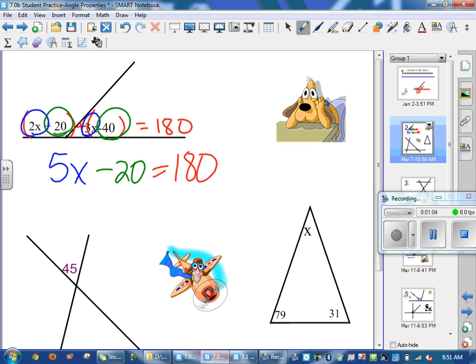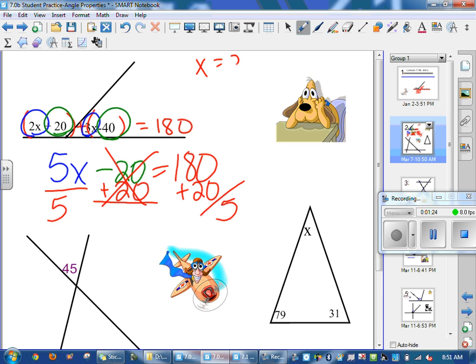Now I can solve. I take my 20 over. By doing the opposite, I need to make it a 0 pair on the left so that it disappears. Now it's gone. Okay, this is old stuff. We did this back in Unit 4. Divide both sides now by 5. So this would add to 200. So I have x equals 200 divided by 5. X equals 40. But that does not solve for the angle.